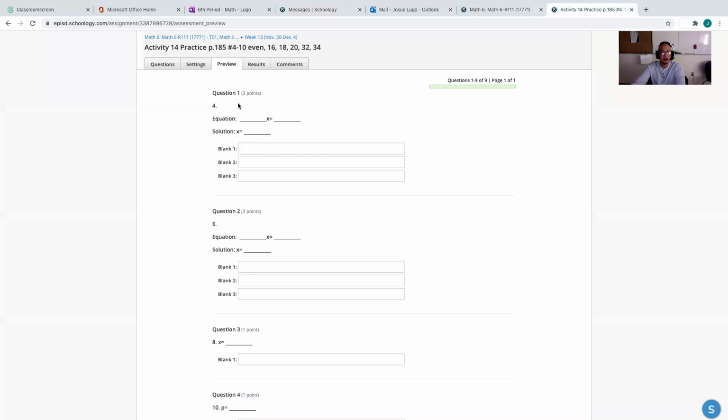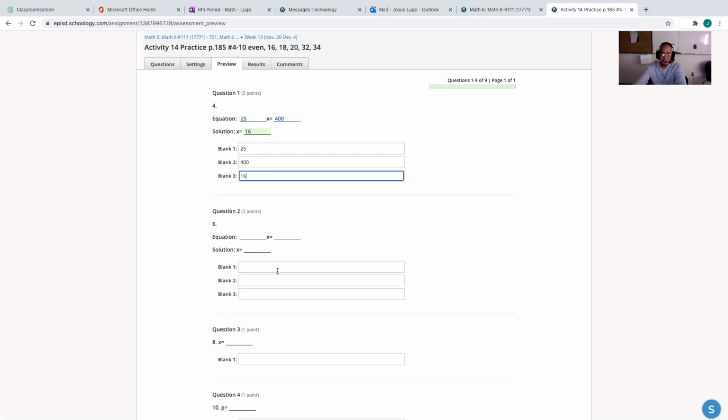Here it is. Notice how it asks, well, what's the equation? Then you're going to fill in the blanks. So it would be blank 1. That would be 25. X is equal to 400, that's my equation, and x would equal 16. That's how you would fill that in.